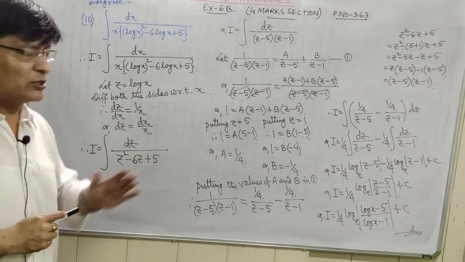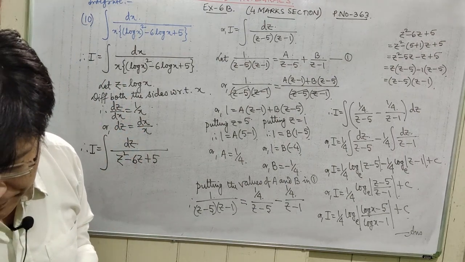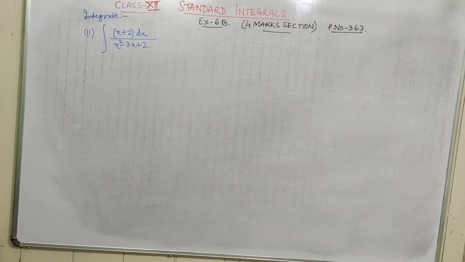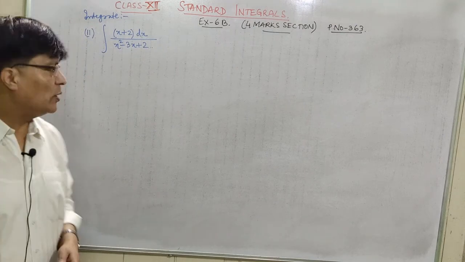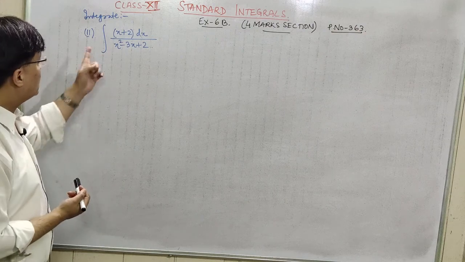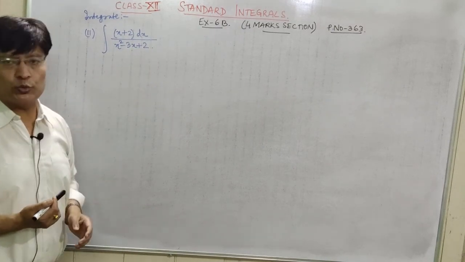So I think you have understood it. So this question is also very, very important. So you can copy it. Now we'll do the next question, that is question number 11. So you have to integrate integration of x plus 2 dx divided by x square minus 3x plus 2.